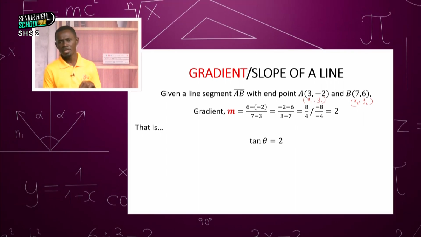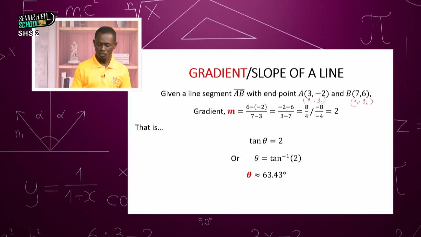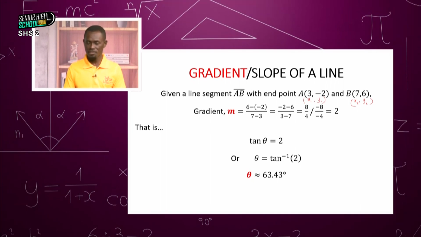That is the angle between, say, the staircase and the floor. And in this case, it will be the tan inverse of 2, which will give us approximately 63.43 degrees. Quite steep. Almost standing. All right. So that is our gradient.